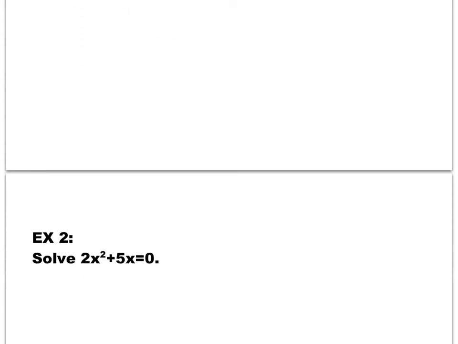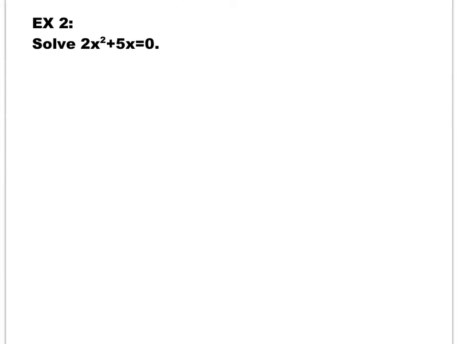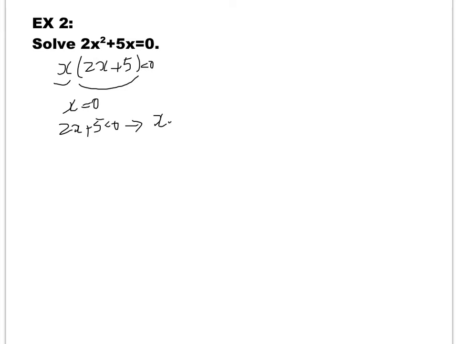The next equation is 2x squared plus 5x is equal to 0. As you can see, I can use the common factor. I can common factor x, so I get x times 2x plus 5 is equal to 0. It gives me two numbers whose product is 0, so individually they have to be 0, so x is equal to 0, or 2x plus 5 is equal to 0, so x is negative 5 over 2. That's the second solution.